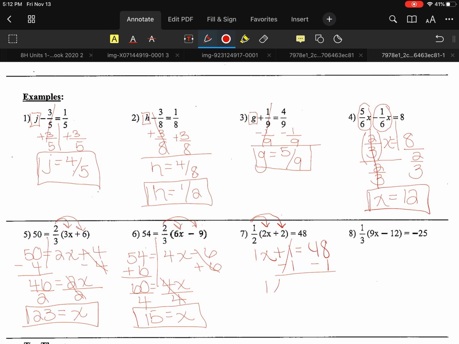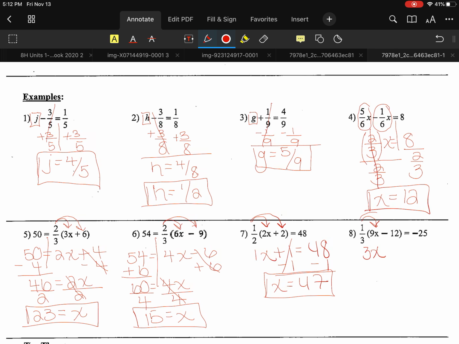Minus 1 from both sides is now a 2-step, which you should be very familiar with at this point. 1x equals 47. I could divide both sides by 1, but I know that x and 1x are the same, so I'm just going to erase my coefficient of 1, and I now know x is 47.